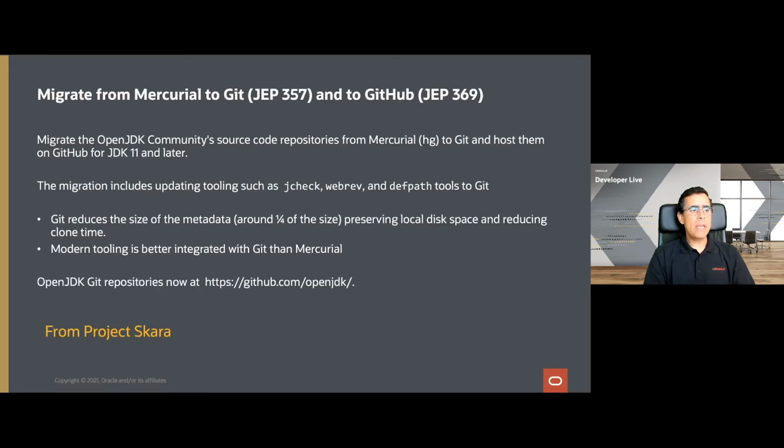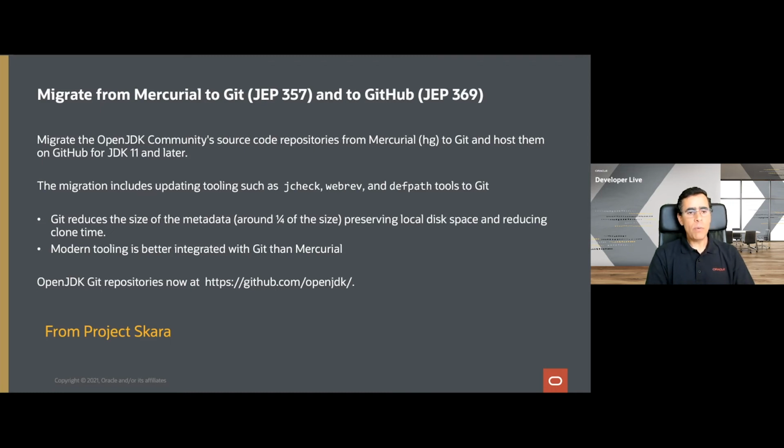We also migrated the source code of OpenJDK. The source code used to be maintained in Mercurial for source control. It has now been migrated to Git, which uses significantly less metadata, about a quarter of the size, and which has much better tooling. Now, it was not just the source code that was migrated. Some of the existing tools were updated to make sure that they continue to work and provide value now that we're running on Git.